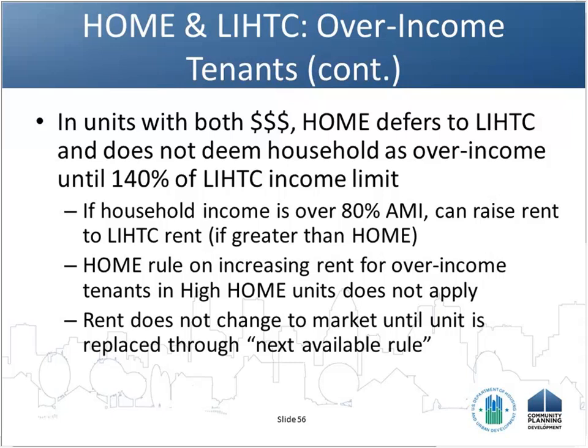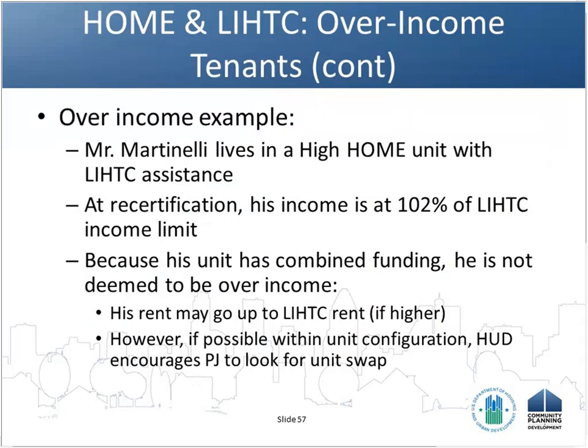Once they hit the 140% of low-income housing tax credit, then we can make adjustments in rent, but we're going to defer to the low-income housing tax credit project. And those rules are going to stay in place until we have changed that unit, if we're able to, to a market rate unit. So this is one of the few cases where we defer to the tax credit program for how we're going to handle that unit.